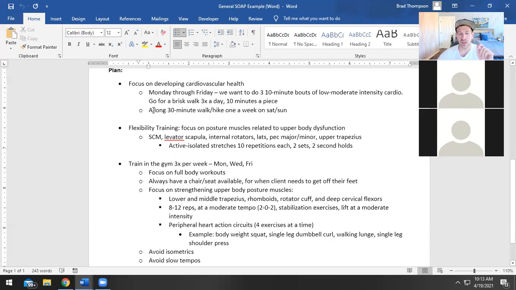And then on the week, that's, let's see, 30, 60, we're at 90 minutes so far, right, of total minutes per exercise. And then we do one long 30-minute walk on Saturday or Sunday. So that's an additional 30 minutes straight. So they're going to get about 120 minutes.